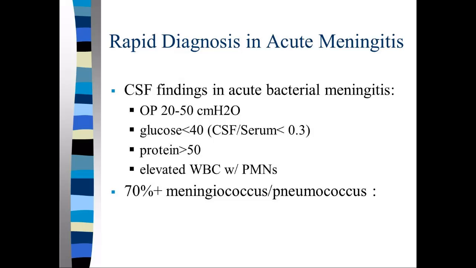CSF findings are intuitive to us in acute bacterial meningitis. Remember the presence of, and I hope I pronounce this correctly, hypoglycemia, right? That's low glucose, elevated protein. And remember that acute bacterial meningitis, more than 70% of the time, is either Neisseria meningitidis or Streptococcus pneumonia.